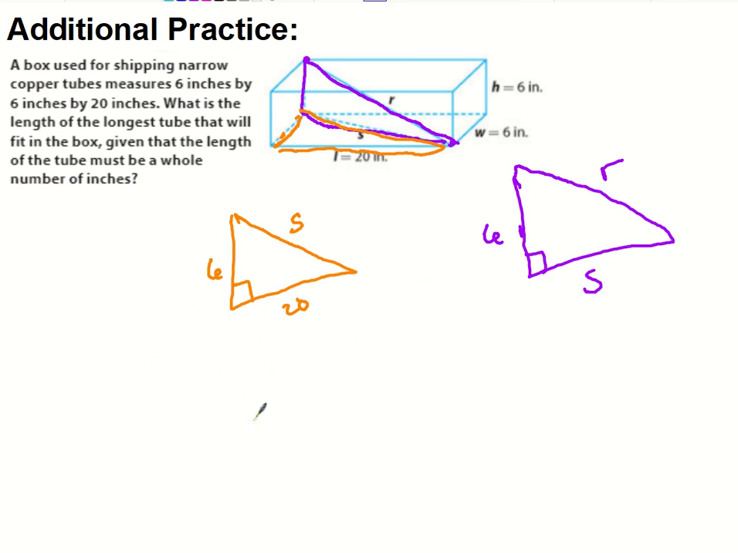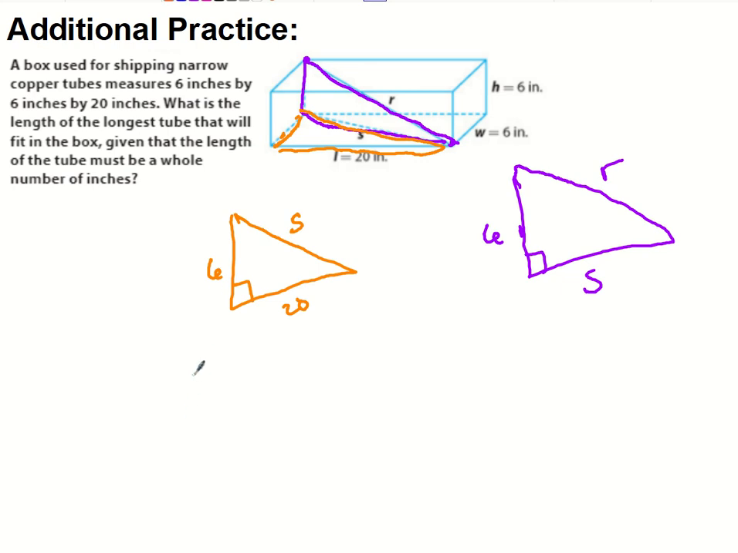So here's what I want you guys to do. Since we haven't done one on our own, I want you to use Pythagorean theorem and solve for S in this orange triangle over here. So pause the video, try it on your own, use a calculator, and set it up, because we have to know how to set it up.